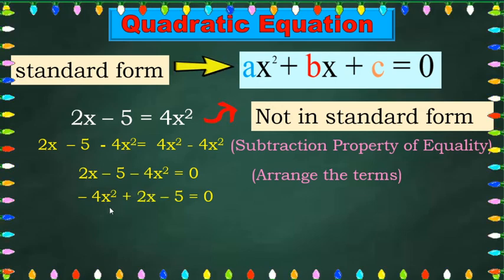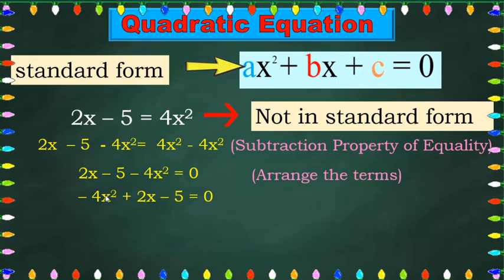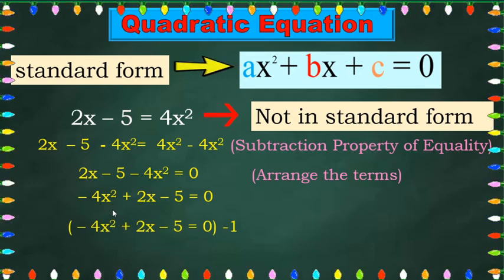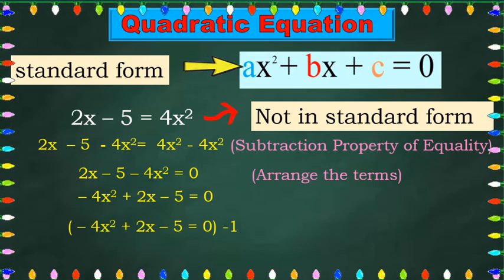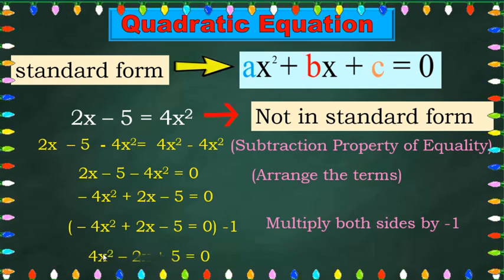Then let us arrange 2x minus 5 minus 4x squared equals 0 into standard form. So the answer is negative 4x squared plus 2x minus 5 equals 0. But the value of a there is negative. So we have to eliminate the negative sign. So we have to multiply both sides by negative 1 in order to eliminate the negative sign in the first term. Now, negative 4x squared times negative 1, the answer is positive 4x squared.